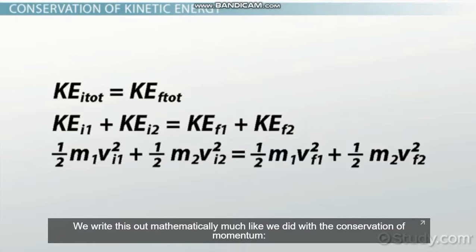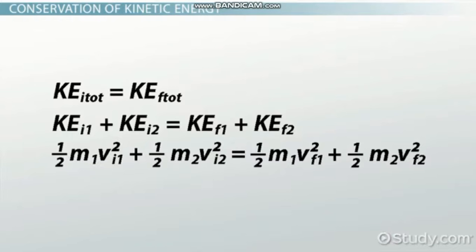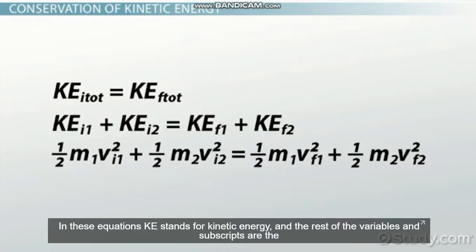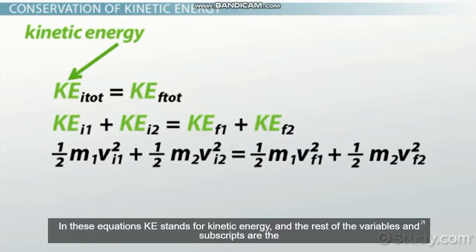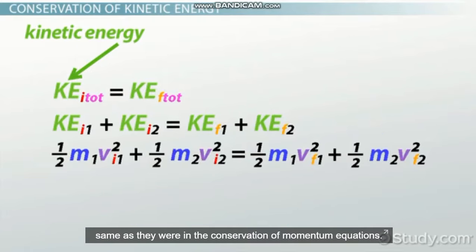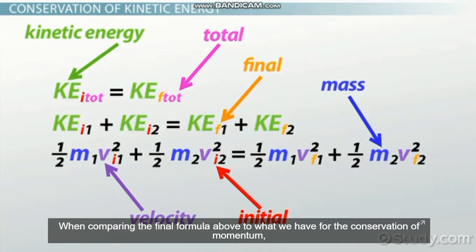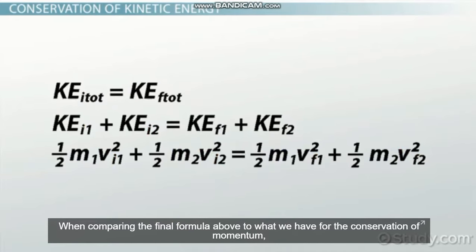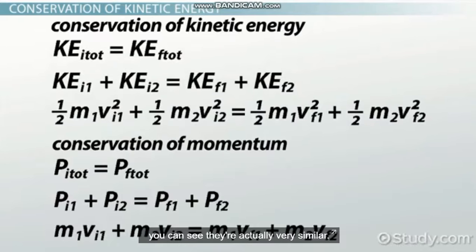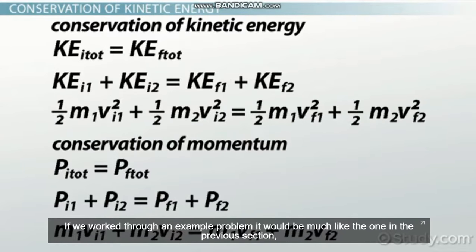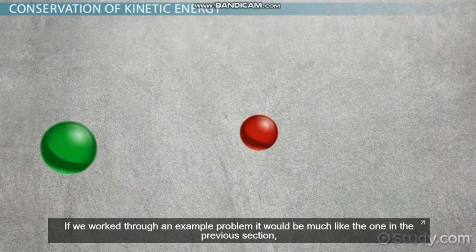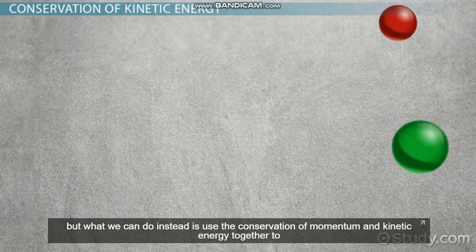We write this out mathematically much like we did with the conservation of momentum. In these equations, KE stands for kinetic energy, and the rest of the variables and subscripts are the same as they were in the conservation of momentum equations. When comparing this final formula to what we have for the conservation of momentum, you can see they're actually very similar. If we work through an example problem, it would be much like the one in the previous section.